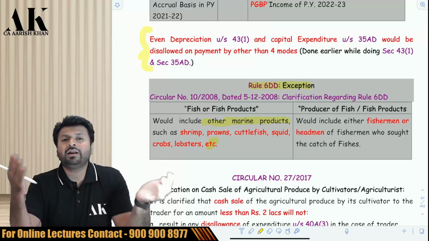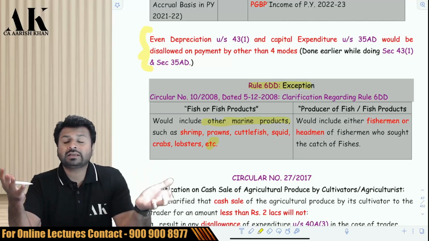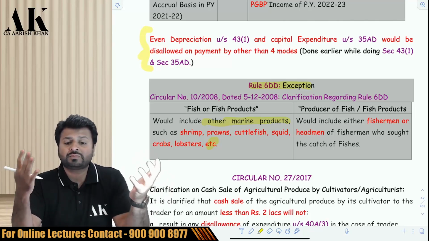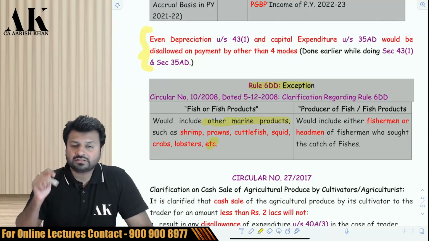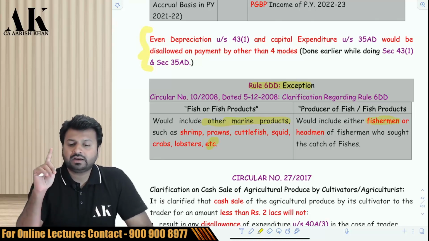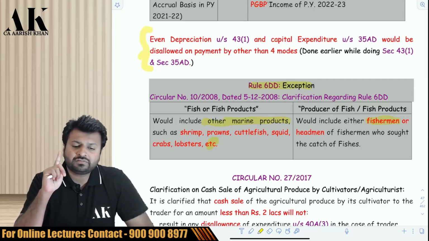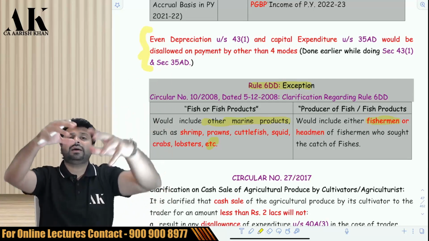Secondly, who will be called a dealer? Who will be called a producer, grower or cultivator of fish or fish product? So that is also clarified. The government has said the fisherman will be called the grower, producer or cultivator of fish and fish product, or the headman of the fisherman.